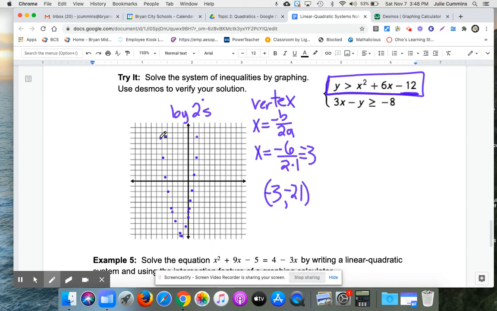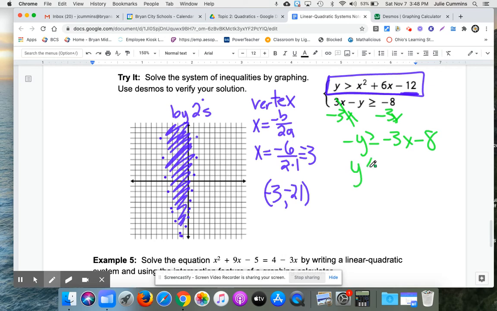And we want to shade above it. So we're going to shade in here. All right, time for the line. We can solve this for y. So we get -y is greater than or equal to -3x minus 8. Divide everything by -1. Remember, when you do that, that's going to flip the inequality. We get y is less than or equal to 3x plus 8.